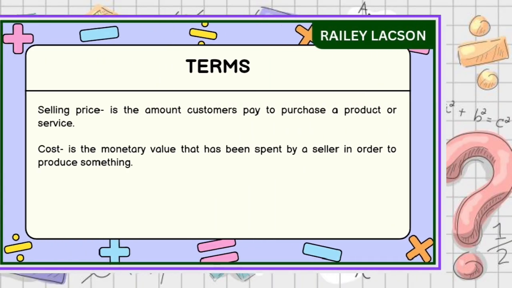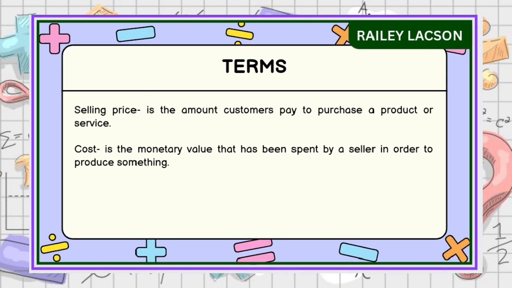Mga terms para mas madali nating maunawaan ang ating gagawin. Selling price is the amount customers pay to purchase a product or service. And cost is the monetary value that has been spent by seller in order to produce something. Sa cost, nakapaloob yung mga raw material na ginamit ng isang seller para makabuo ng isang product. At pag in-add yung cost, tapos ang kanyang service fee ay magiging selling price.